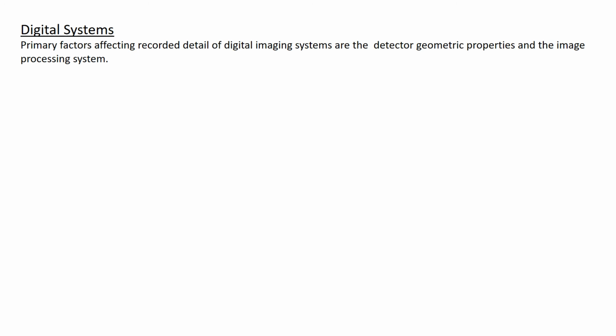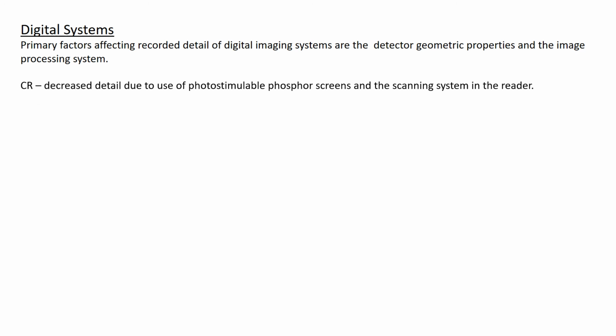Digital systems: primary factors affecting recorded detail of digital imaging systems are the detector geometric properties itself and the image processing system. So for CR, computed radiography, you get decreased detail due to the photostimulable phosphor screens and the scanning system in the reader. With CR, basically what's happening is the image receptor is going to be capturing the X-ray photons, changing the components a little bit of the phosphors within the screen.